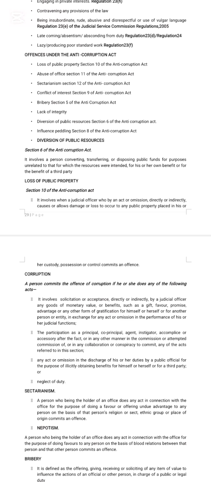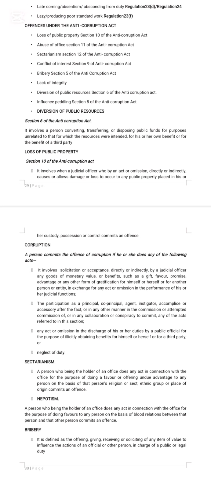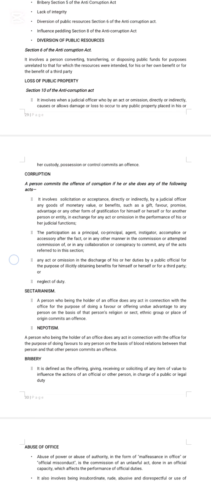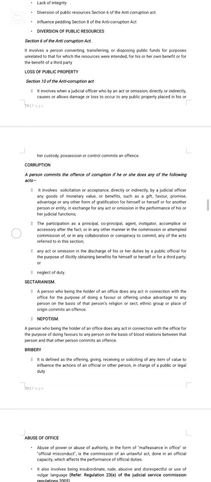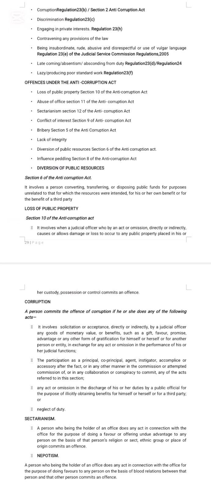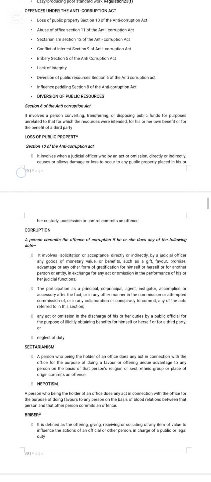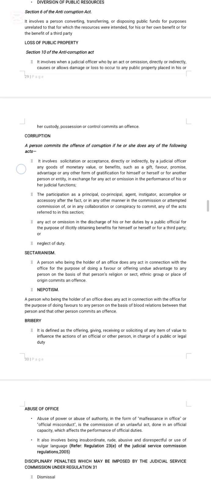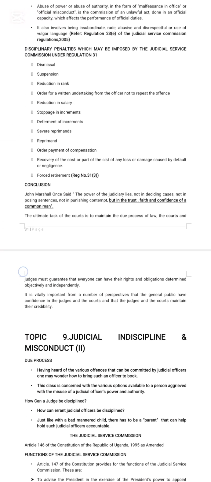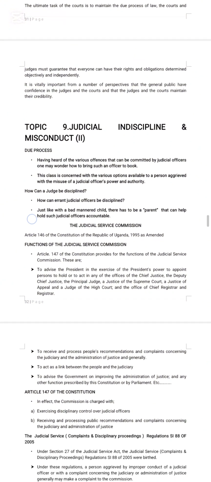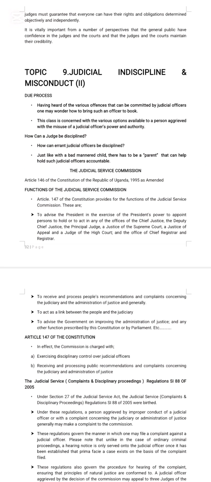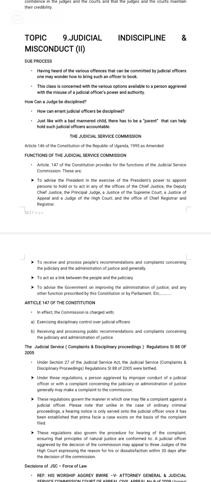Then we also have offenses under the Anti-Corruption Act, like the way we discussed, to include abuse of office, sectarianism, bribery, corruption, among others. Then from there, we have to look also at judicial discipline and misconduct. Basically, Article 146 establishes the Judicial Service Commission.